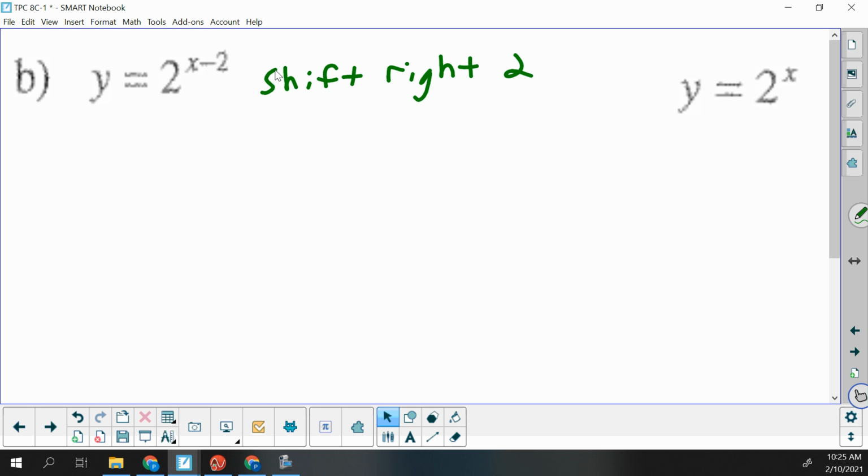Well, notice that's kind of opposite of what you would think. You would think a minus would go left and a plus would go right. So in the exponent, when you have something added or subtracted, it's opposite of what you would think.